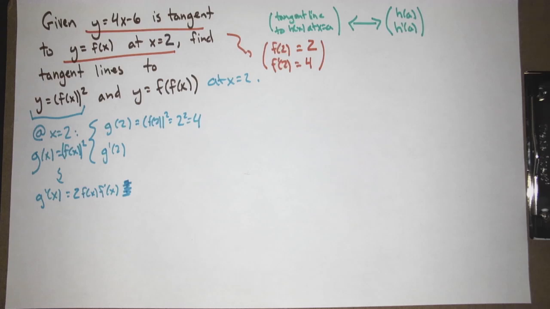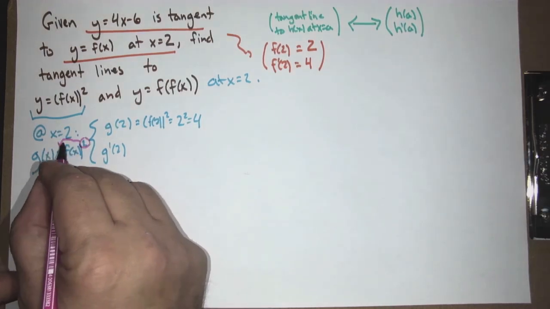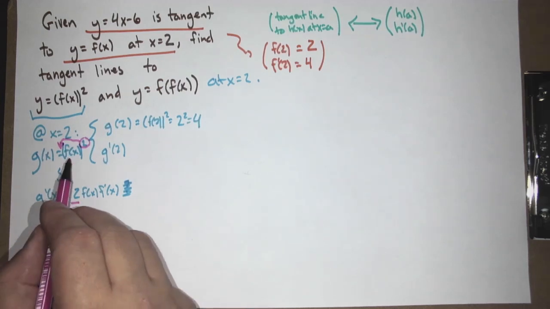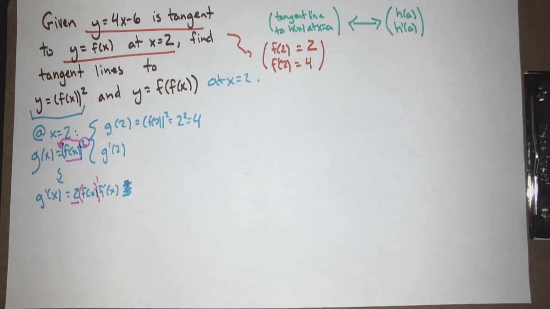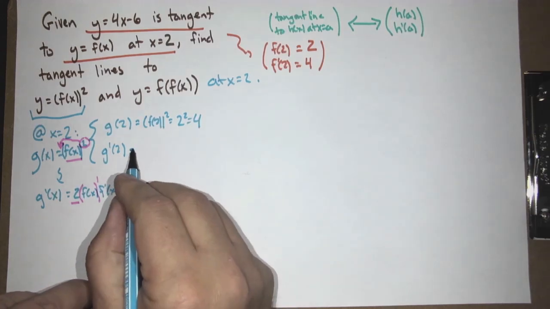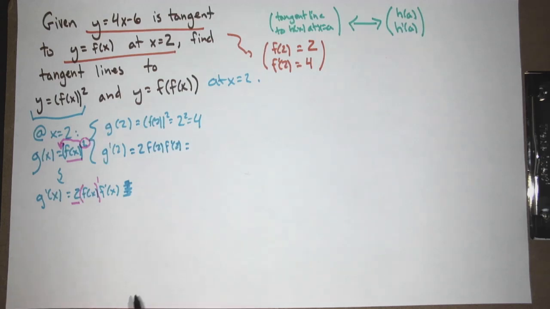Why? What's the rule? Chain rule. The outside function is a power. So when you have something to a power, the power goes down. So that's where that 2 came from. The inside stays alone. So this f of x is really f of x to the 2 minus 1. Usually we don't write that f of x to the 1, but that's really what it is. And then the chain rule says put a derivative there. Okay, so g prime of 2. Well, we plug in 2. 2 f of 2, f prime of 2. Do we know these things?